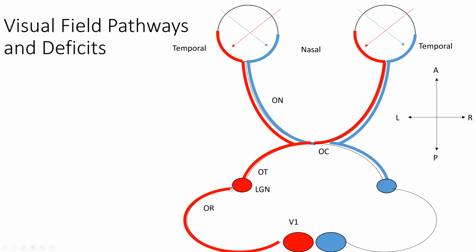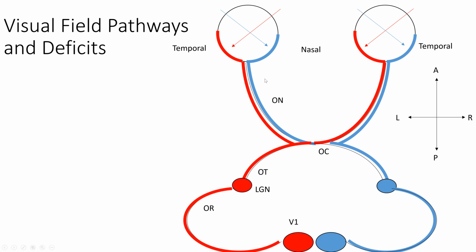Now, from the lateral geniculate, we're just going to have the same visual field on both eyes radiating to primary visual cortex. It's a little bit more complicated than this, but we'll get onto that in a second.